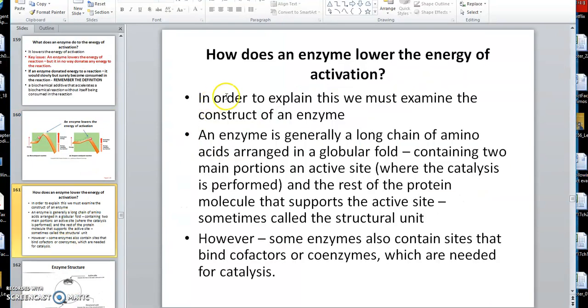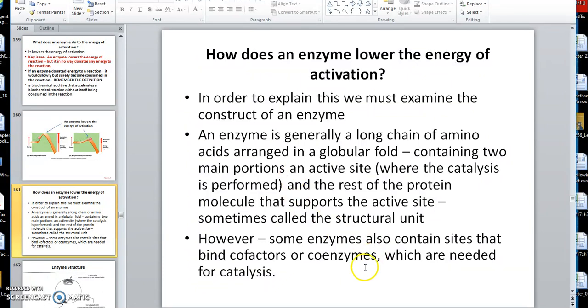Okay? So how does an enzyme lower the energy? We must examine the construct of an enzyme. An enzyme is generally a long chain arranged in a globular fold. Two main portions. The active site. The active site is where the enzyme does its work. Then I'll say you have the rest of the site, which I'll call the structural unit. So it's like in your bathroom you have the sink. Assume the sink is the active site, and the other of the counter cabinet would be the structural unit.